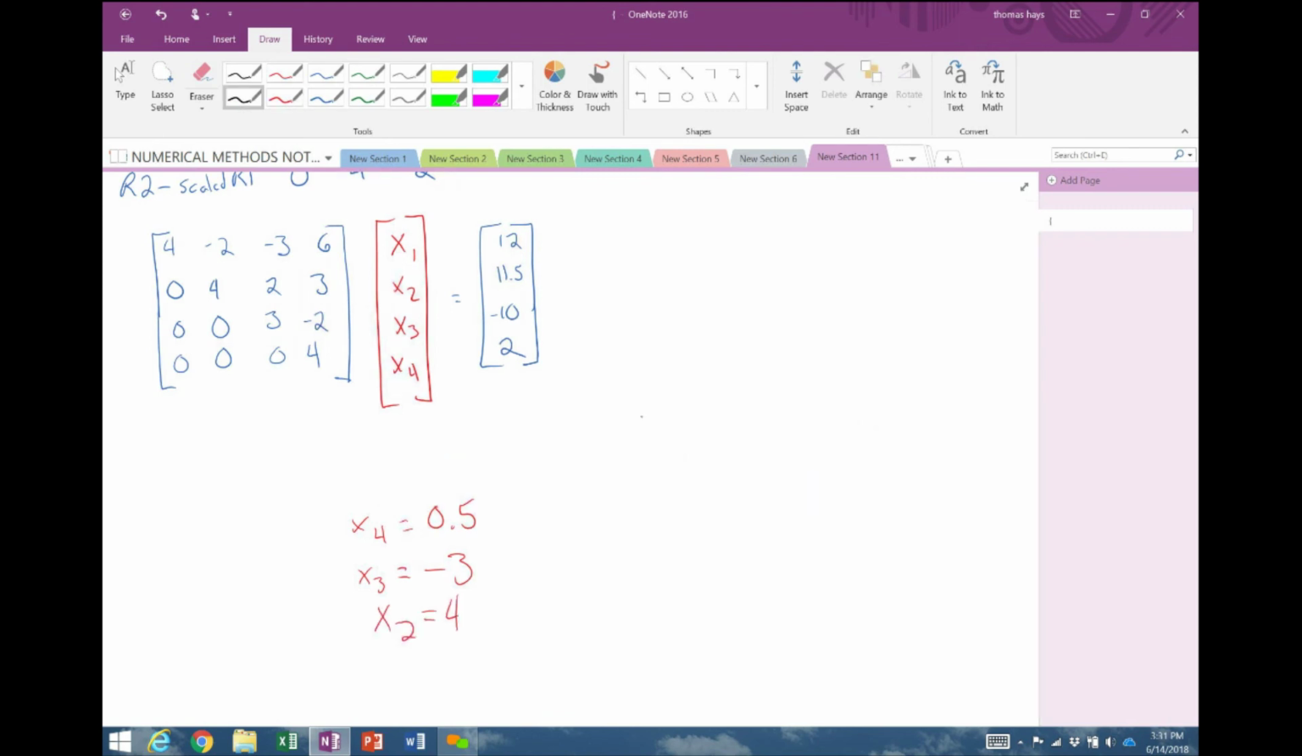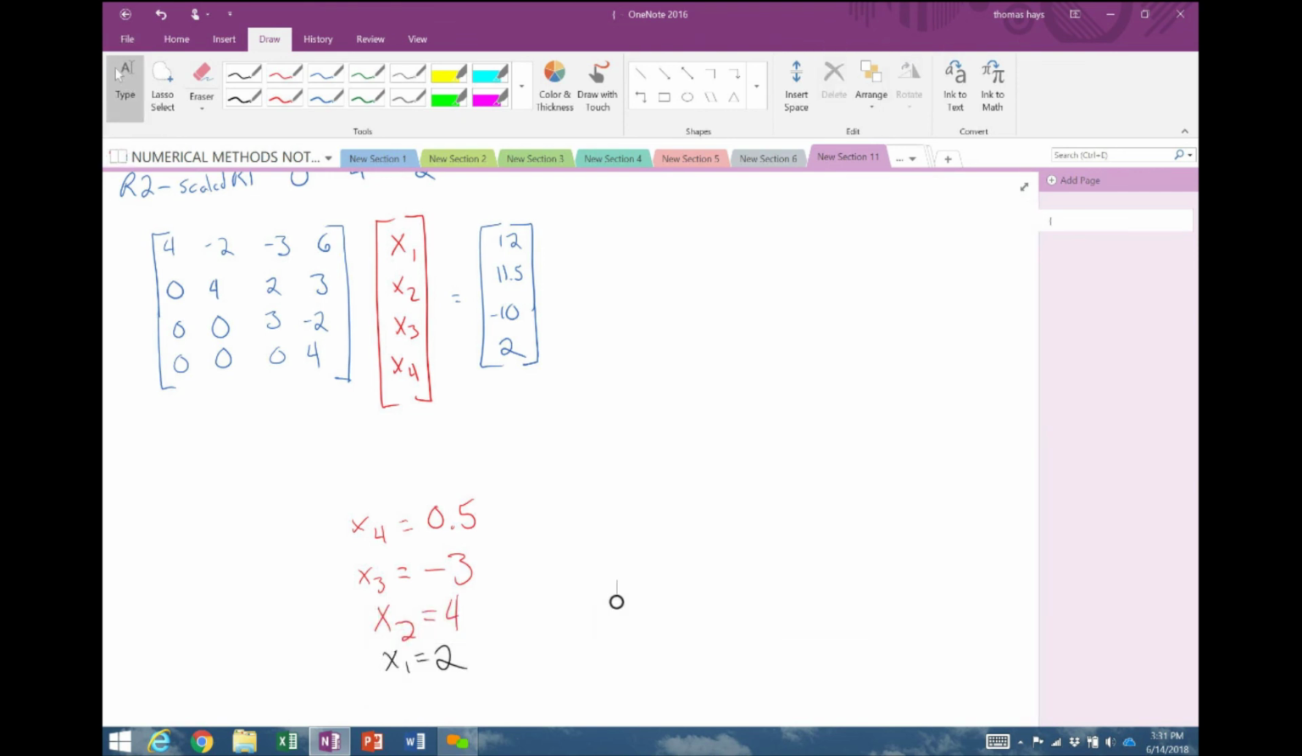Alright, lastly we need to figure out what x1 is. So we have 4 times our last unknown x1 minus 2 times x2, so that'd be minus 8. Minus 3 times x3, so that'd be a positive 9. Plus 6 times 0.5, so it'll be a positive 3 equals 12. So 12 minus 3 would be 9. Minus 9 would be 0. Plus 8 would be 8. Divided by 4 would be x1 equals 2. Alright, so thankfully we finally have all 4 of the unknown variables. And confirming over here, yep, that worked out correctly.